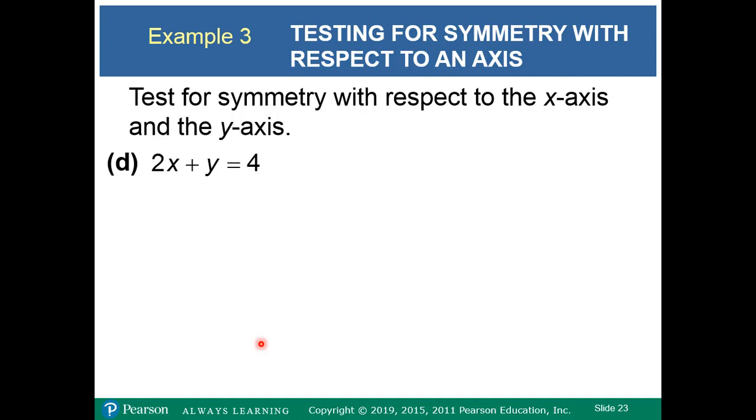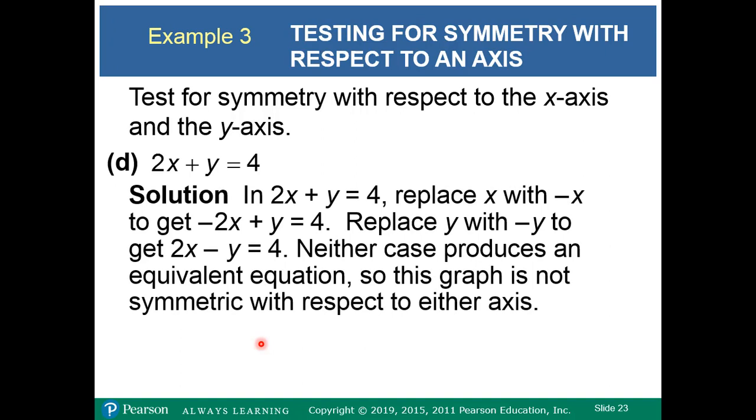Okay, so now we're going to test this one. In this equation here, we're going to replace x with negative x. If we replace x with negative x, we get negative 2x plus y equals 4, so that doesn't work. If we replace y with negative y, we get 2x minus y is equal to 4, which still does not give us the original equation. So in this case, this is not symmetric with respect to either the x or y axes.